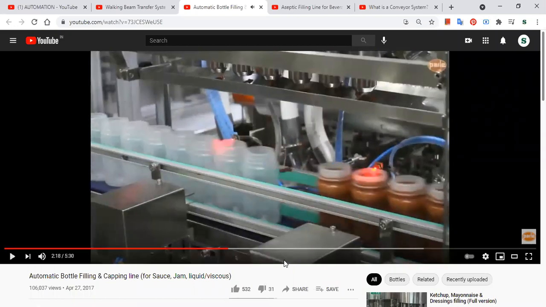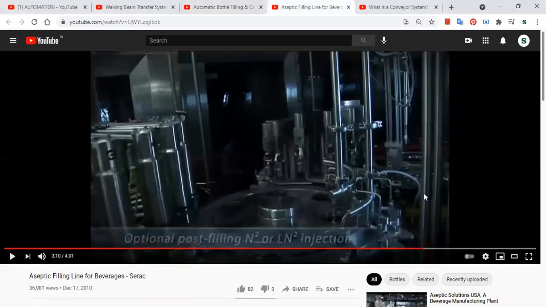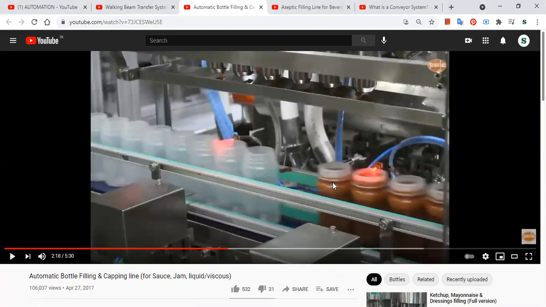So this is what category? Continuous or intermittent? Yes, students. Intermittent. Yes, because they are not continuously moving, right? They're stopping in between. The beverage filling bottles that we saw earlier in this video were continuously moving, right? But here you have this intermittent motion, right?